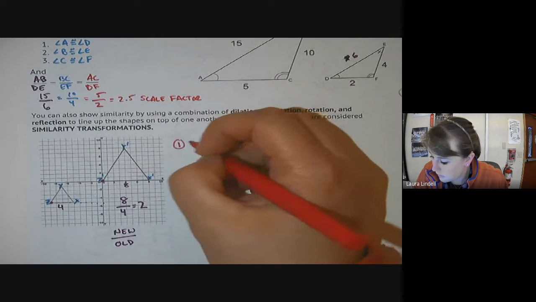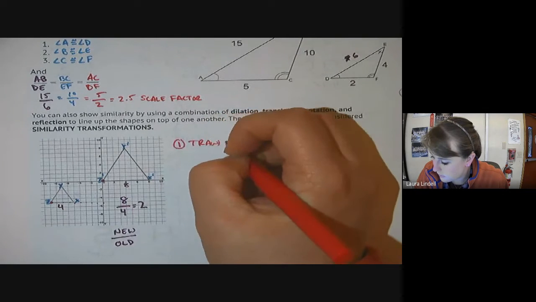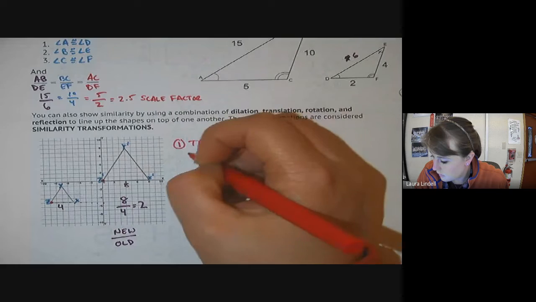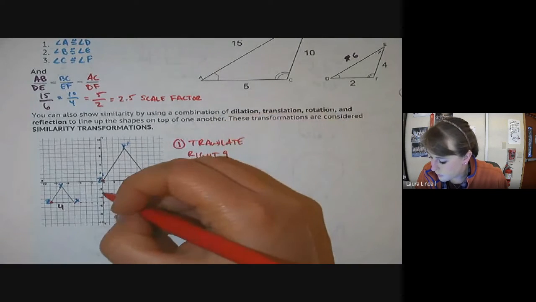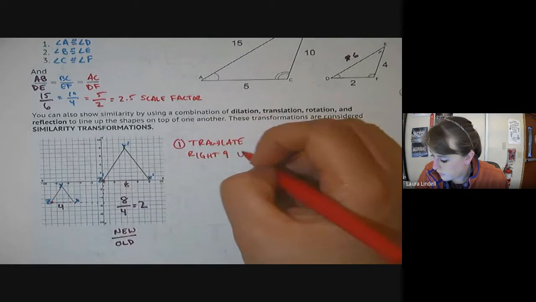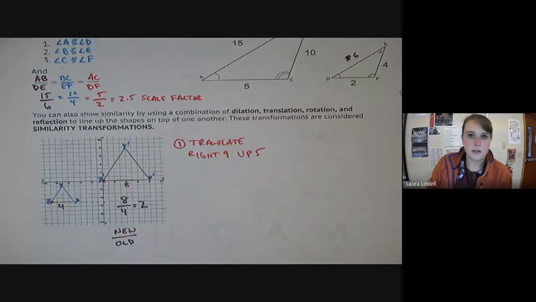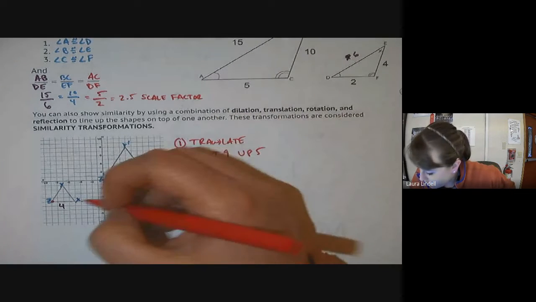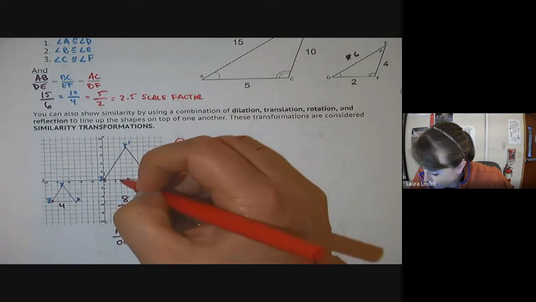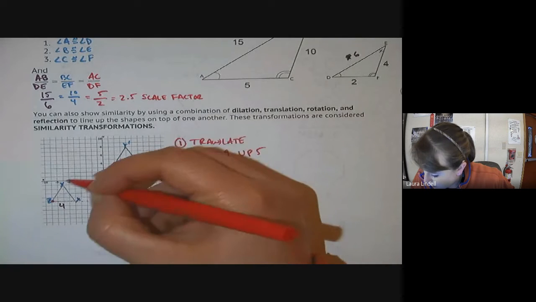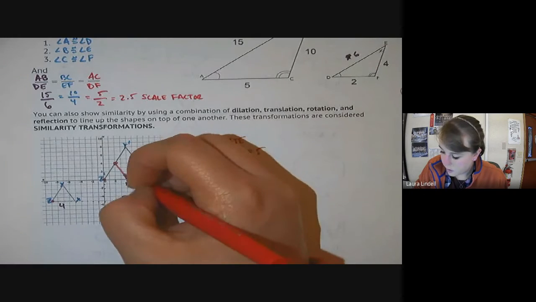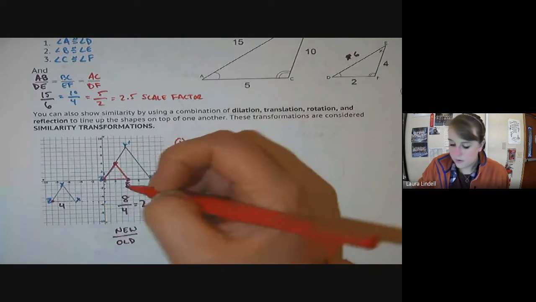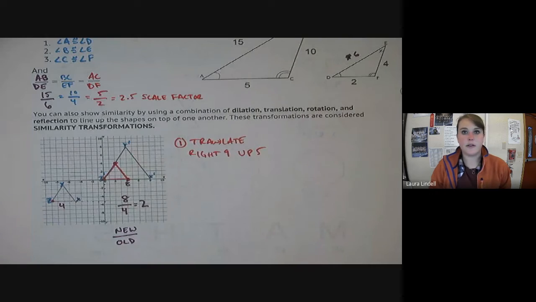So step 1, translate right 9, and then up 1, 2, 3, 4, 5. So that's step 1. And then once I do that for all of my coordinates, let's see, x ends up there and y ends up here, moving it right 9, up 5. This is where my triangle lands prior to dilation.